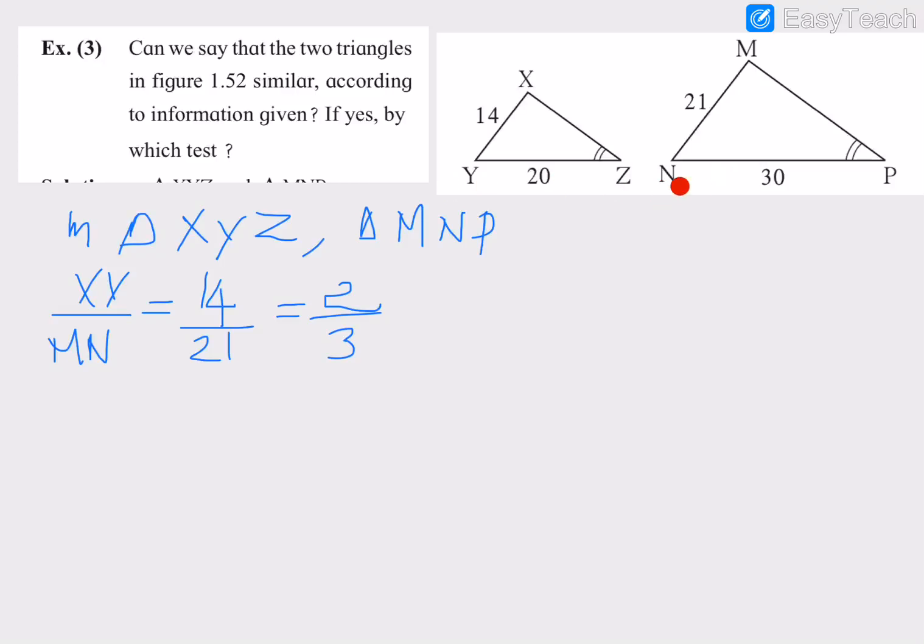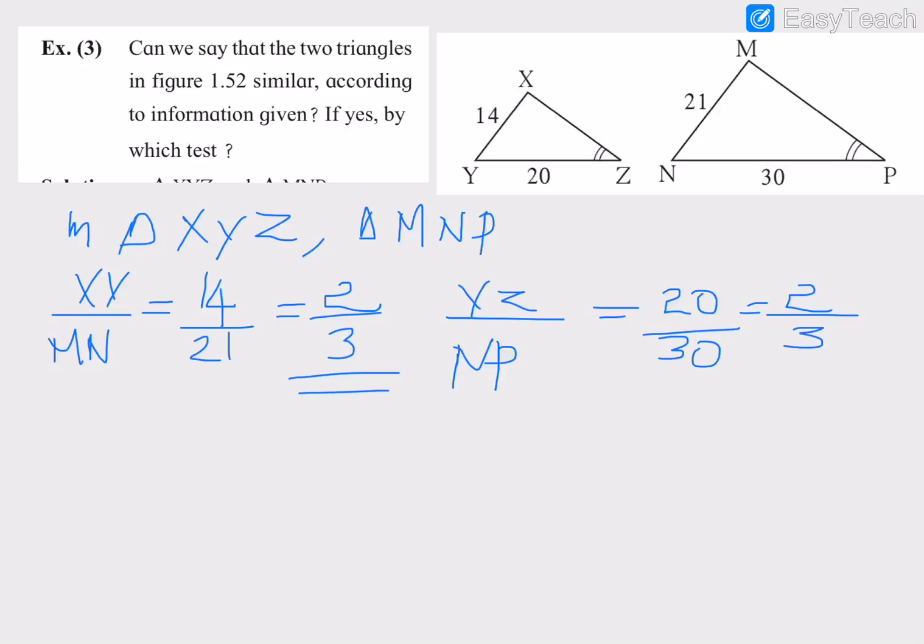And the next side YZ is given, the corresponding side of YZ is NP. We can write that YZ by NP is equal to 20 by 30, which is again 2 by 3. So we get the ratio of the corresponding sides are equal, that is XY by MN equal to YZ by NP. Now we have to check the angle in between them according to the side angle side SAS test, but you can see that here the angle which is not in between them is given as congruent.